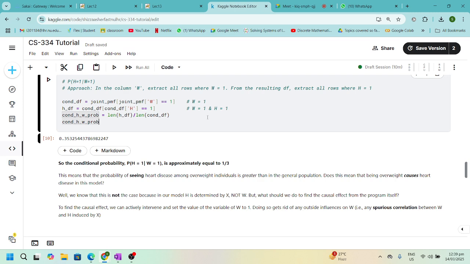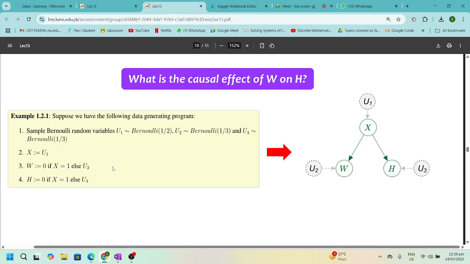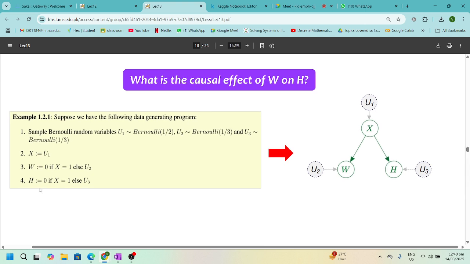All right, I think that should be about good enough. So I'm going to go over this again quickly. When we look at our data generating process, if you just look at the data generating process for H, this last line, H is 0 if X is 1, otherwise H is U3. So just looking at this, we know that H is determined by X and U3.